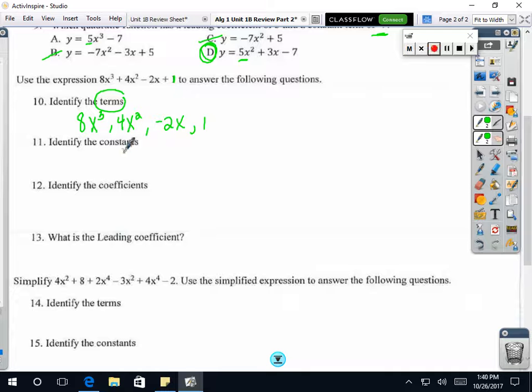What about the constants? What's the constant in this expression? A positive 1. What are the coefficients? Right. Don't forget the negative on the 2. What is the leading coefficient? 8, because it's the first one. But remember, it has to be in standard form. Otherwise, you have to look for the highest exponent and whatever coefficient's on it. Okay.